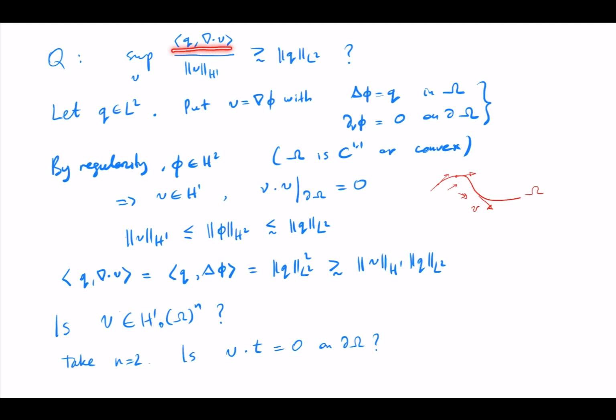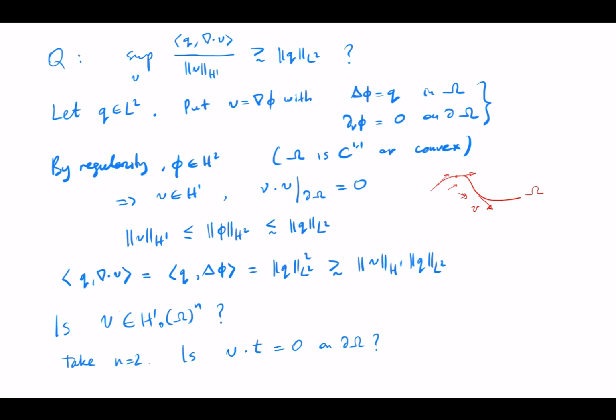So now we look at this expression at the top here and simply substitute V equal to the gradient of phi, so that would be Q against the Laplacian of phi, and the Laplacian of phi is equal to Q. So if we substitute that, we simply have the L2 norm squared of Q. And we use this inequality once, that gives us, that's bounded from below by the H1 norm of V times the L2 norm of Q.